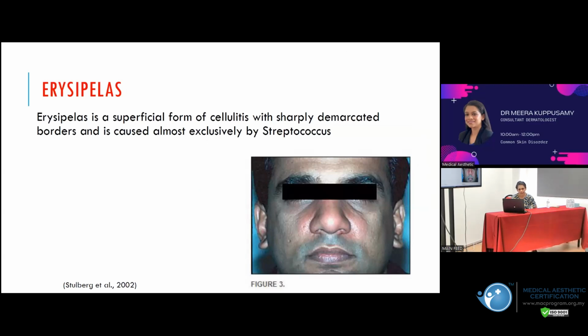Okay, this is what I mentioned to you, erysipelas. It is a form of cellulitis. The difference is the borders will be very sharply demarcated. Okay, and it's most probably caused by strep.